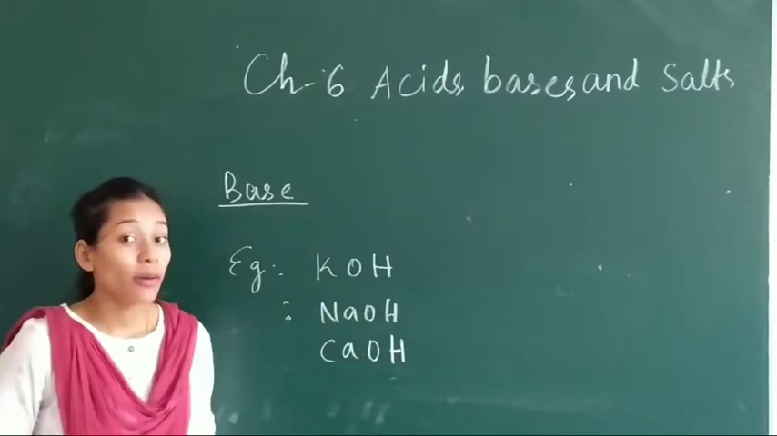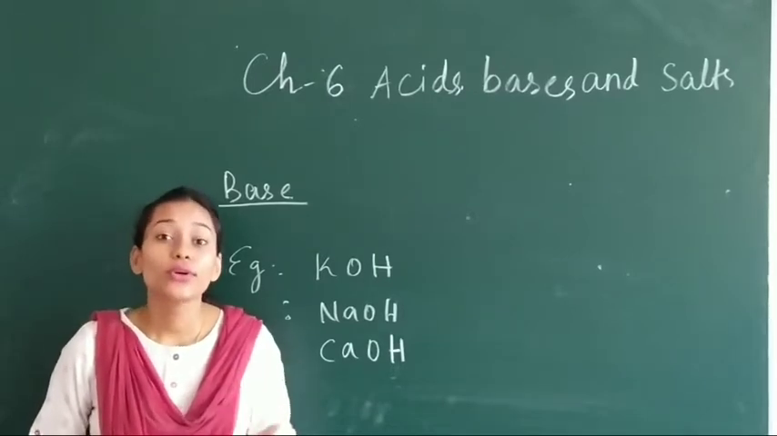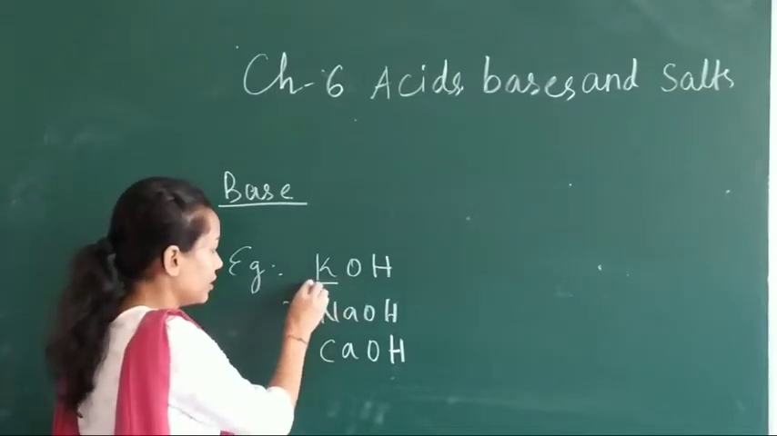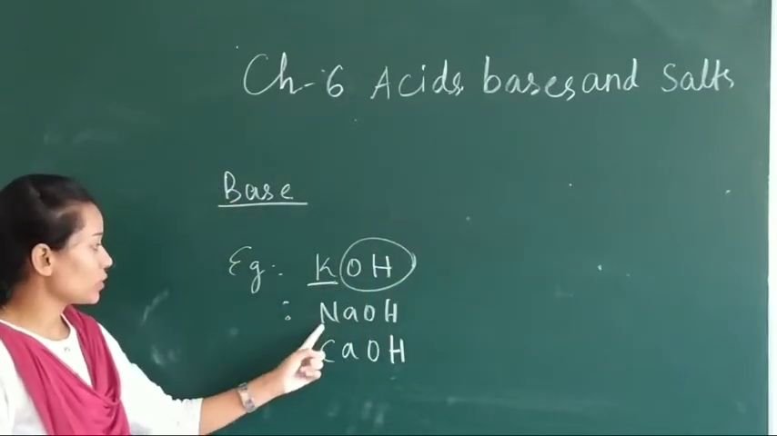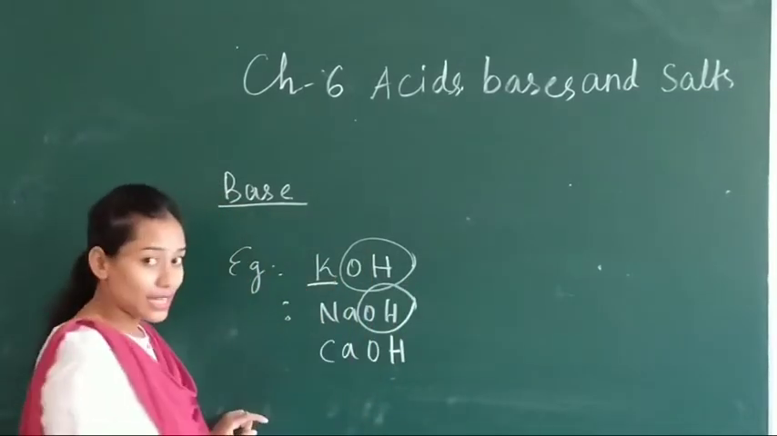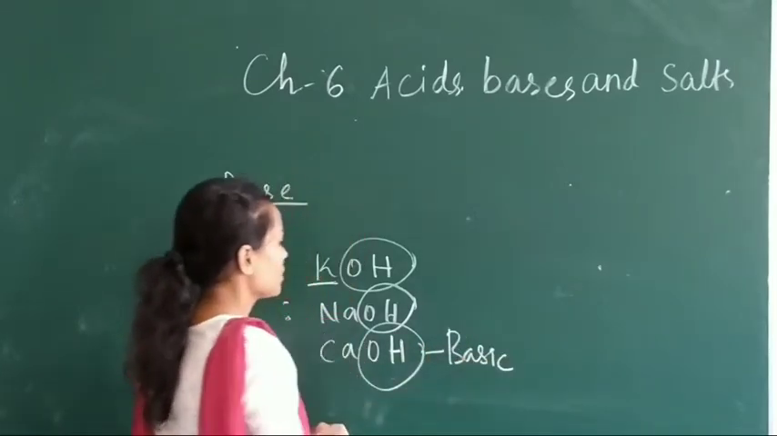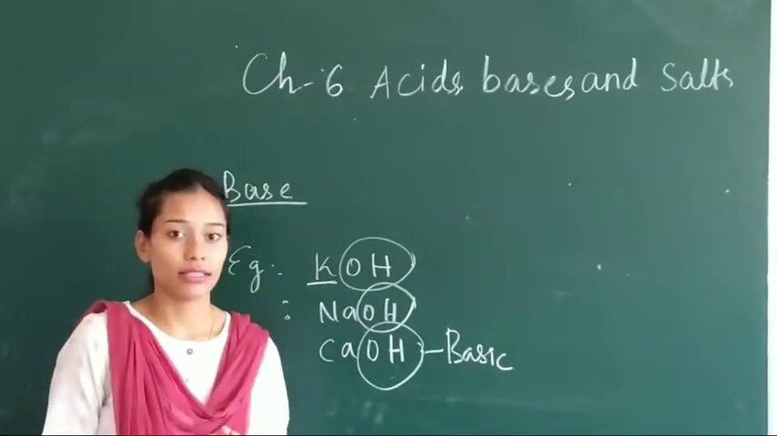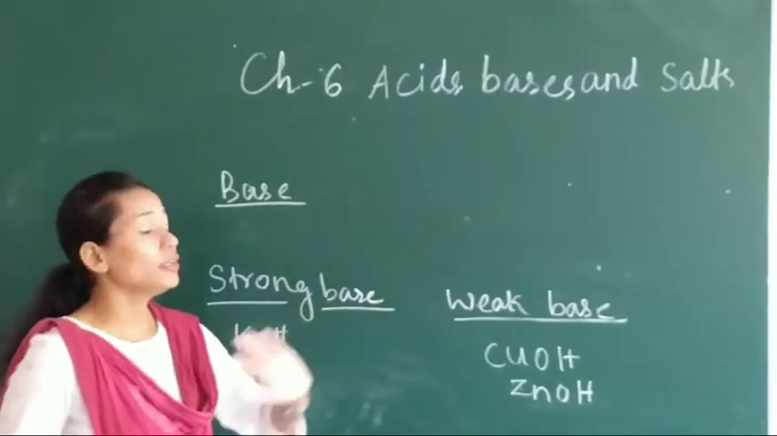So here are some examples of bases. Already I told you the periodic table, I told you to read up to 20, so I hope you all know the chemical formulas. See K, what? Potassium, is it not? And OH, hydroxide: potassium hydroxide, sodium hydroxide, calcium hydroxide. Keep in mind that wherever this OH, hydroxide, is present, the substance is basic. Now see types of bases. Bases are usually of two types: strong bases and weak bases.